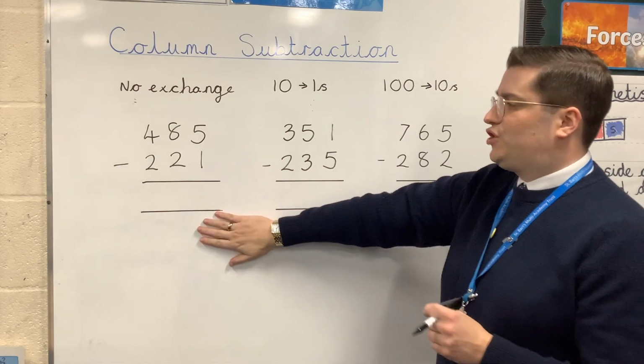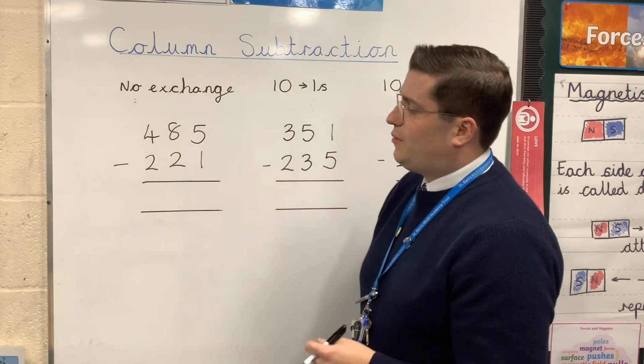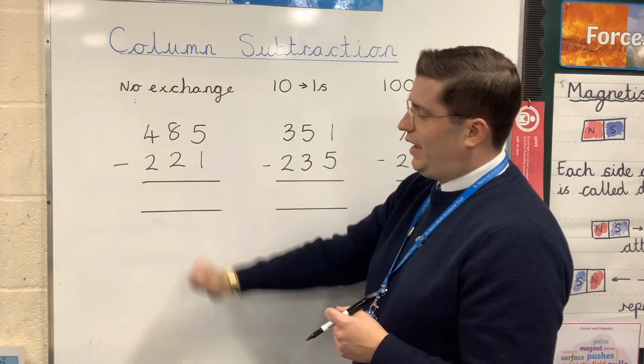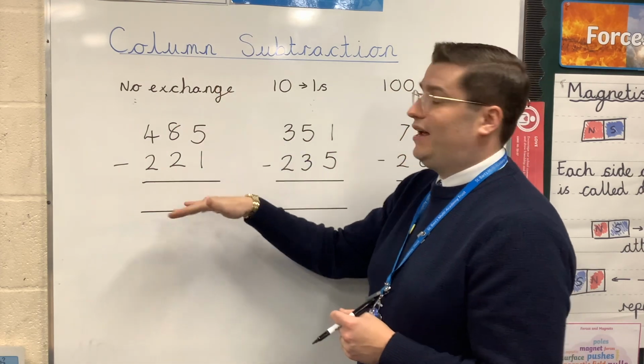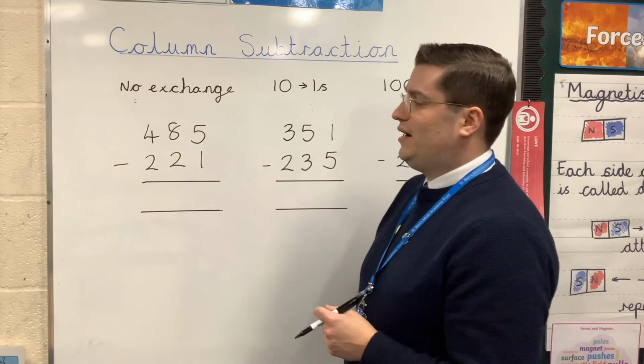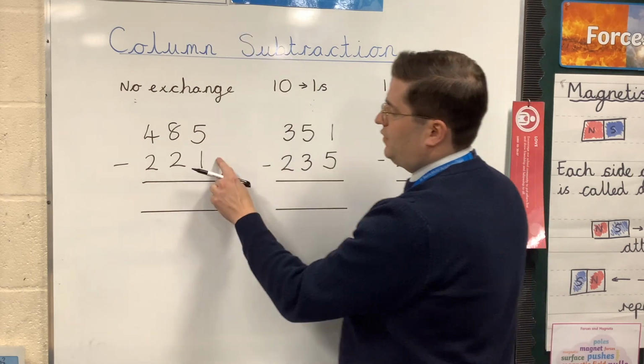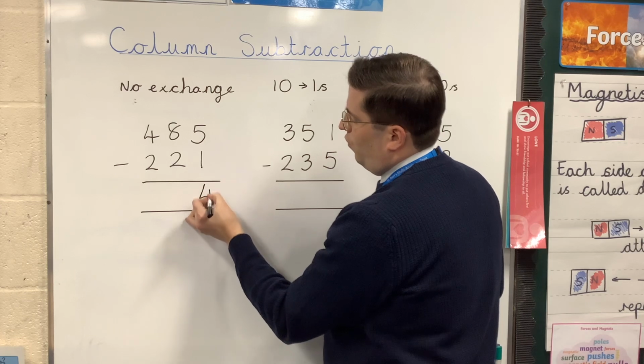With a no exchange subtraction problem like this one, it's relatively simple. All we need to do is remember to start from the ones digits here and to work top down. Every so often people go the wrong way and they'll try and do 1 take away 5 instead. So remember, we start from the ones and we go top down. So 5 take away 1 will be 4.